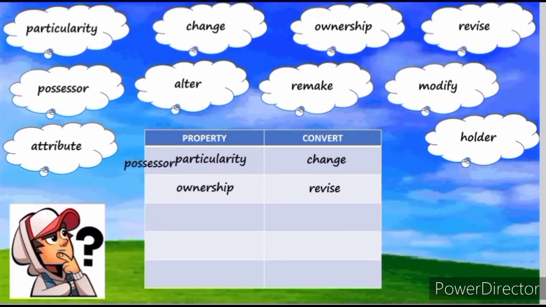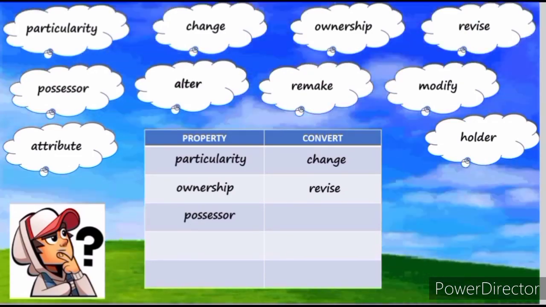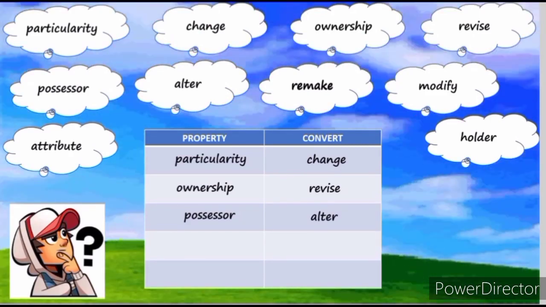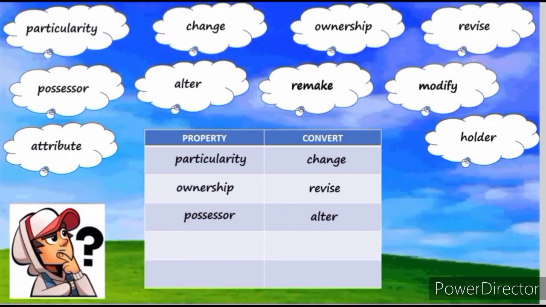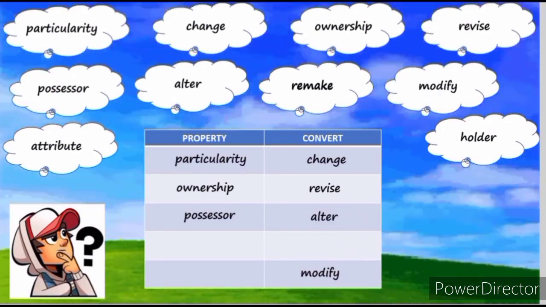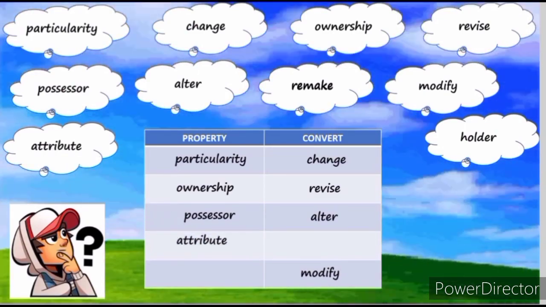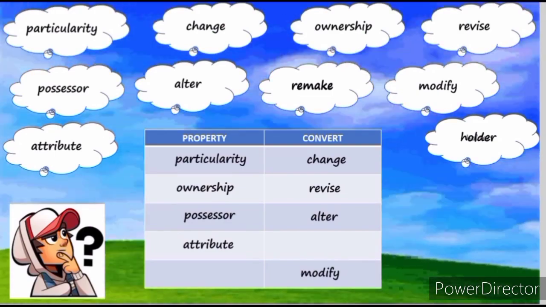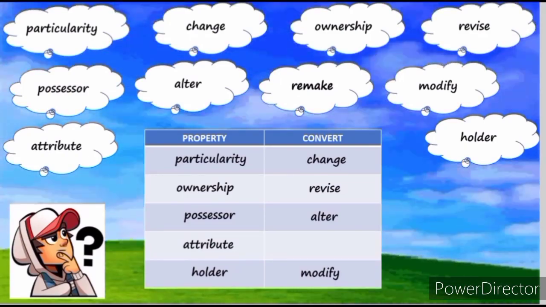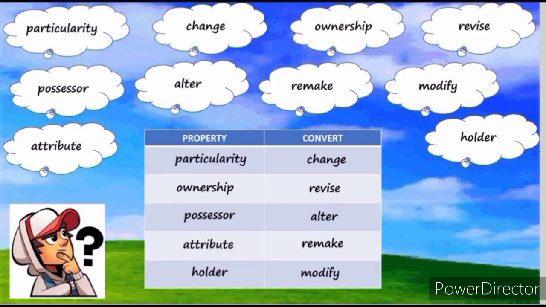How about possessor? Yes, it's for property. And for alter, this is for convert. How about modify? Yes, for convert. How about attribute? That is related to property. The word holder is also related to property. And lastly, remake is related to convert. These are our 10 words.